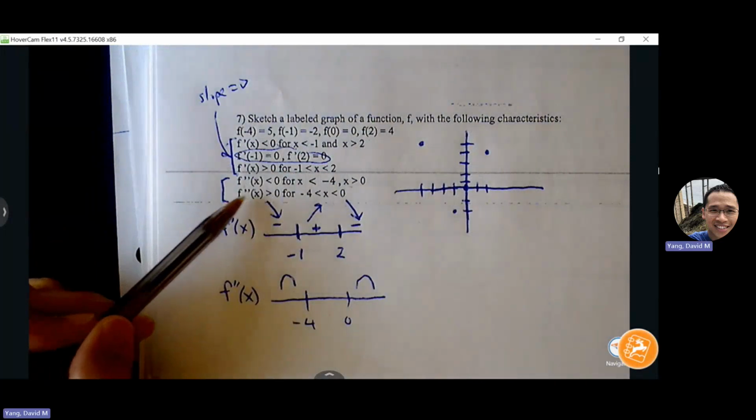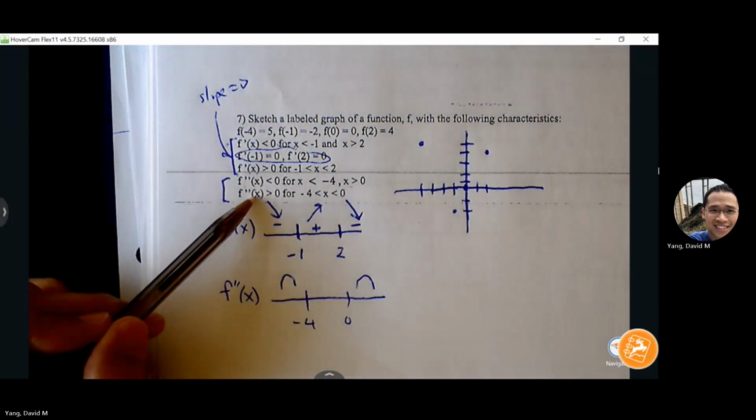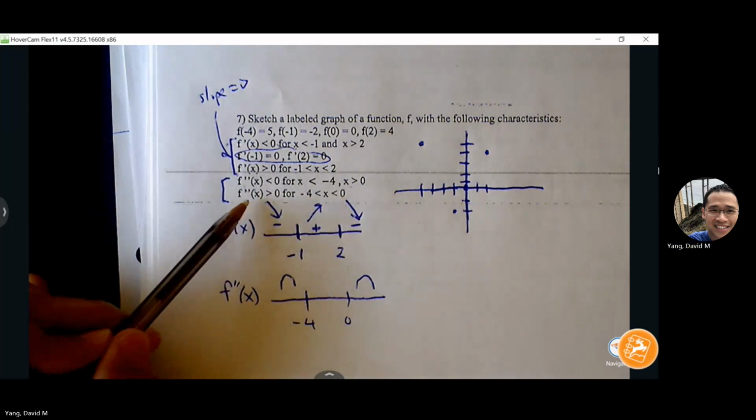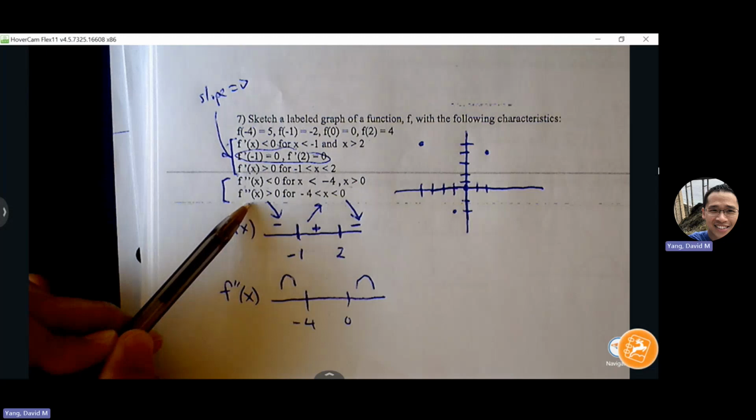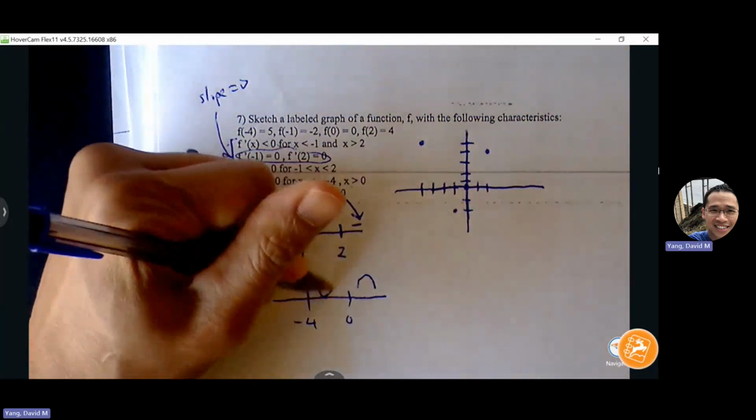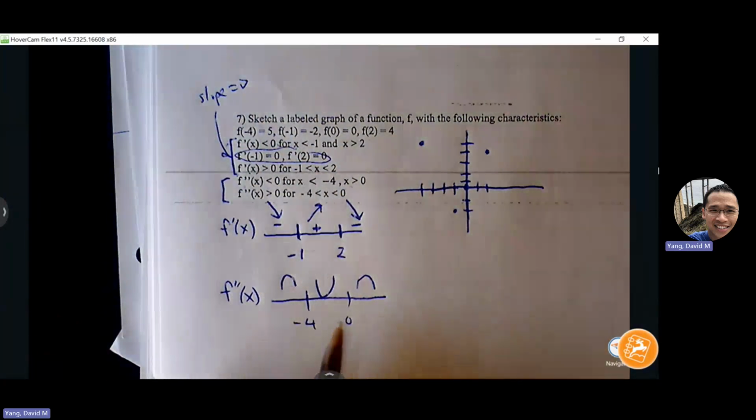Last statement: F double prime of x is greater than 0 for -4 less than x less than 0. The concavity is up. Concave up, good, between -4 and 0.